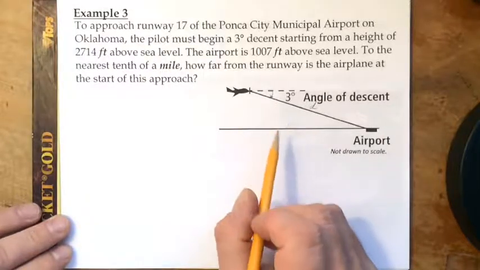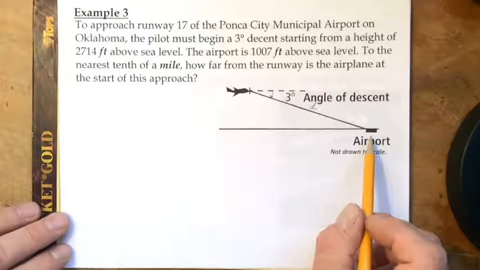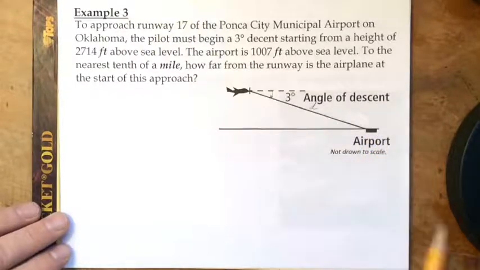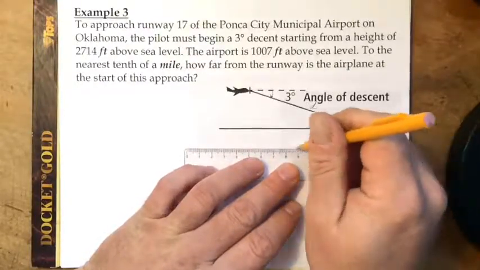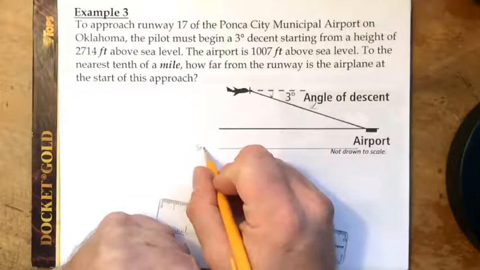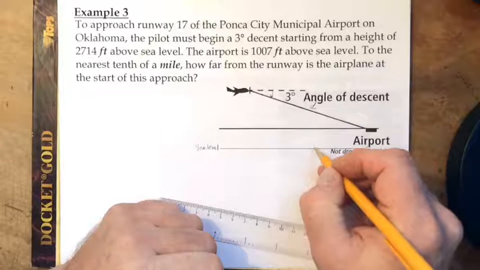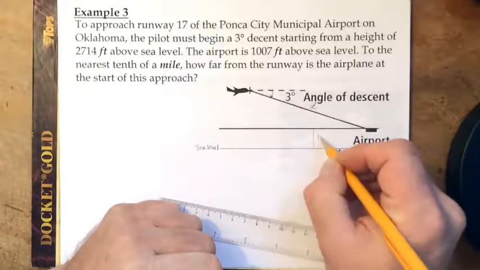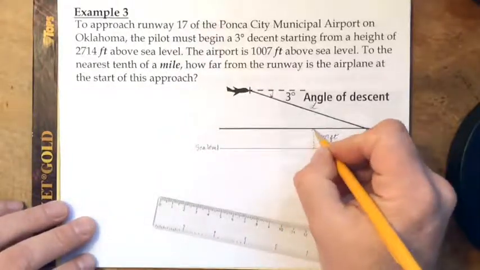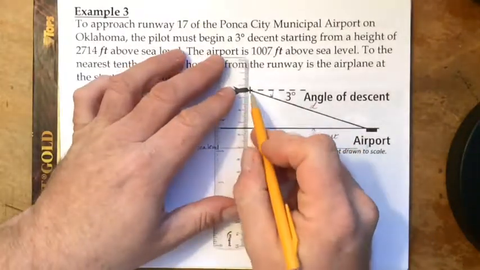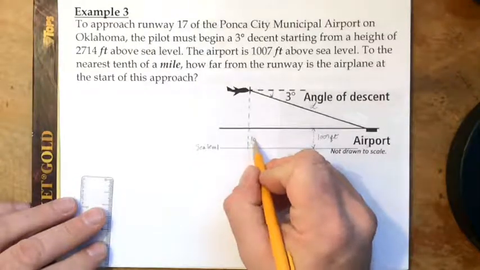However, it did say that the airport was how many feet above sea level? 1,007 feet above sea level. So obviously sea level's below somewhere. I'll just draw a line down here somewhere. This is sea level. And from here up to the airport, this distance right here, is 1,007 feet. Okay, well, that means it's 1,007 feet directly below the airplane too. So from here to here is also 1,007 feet.